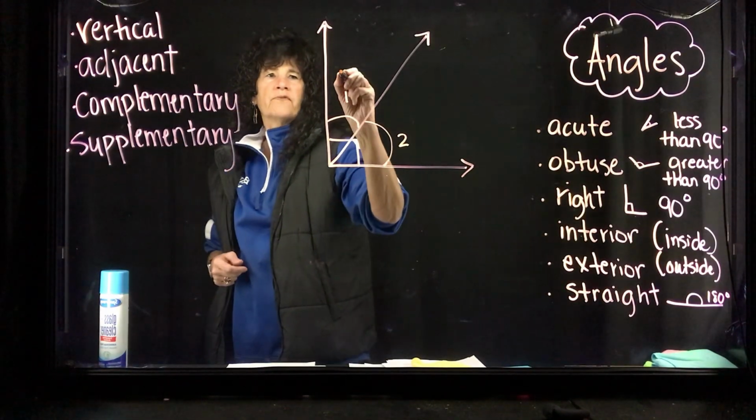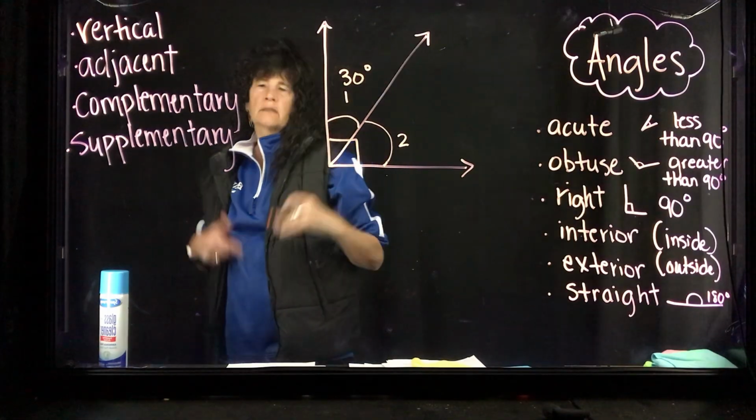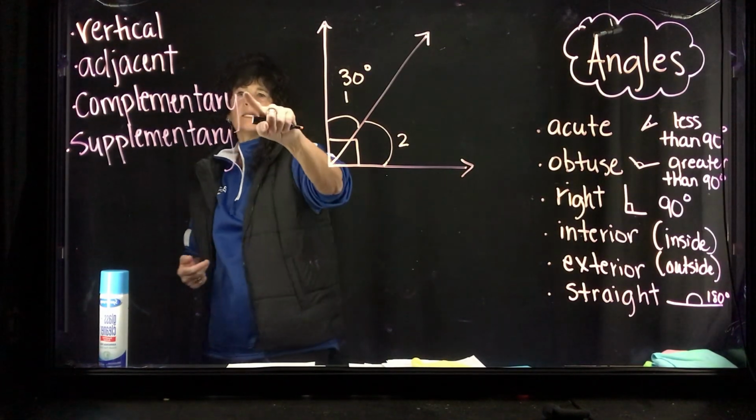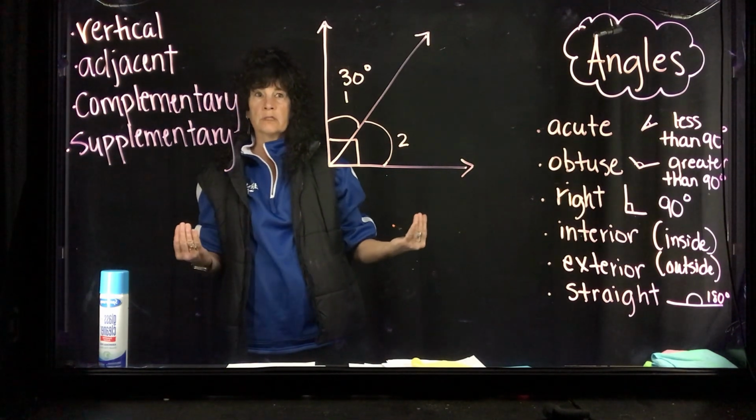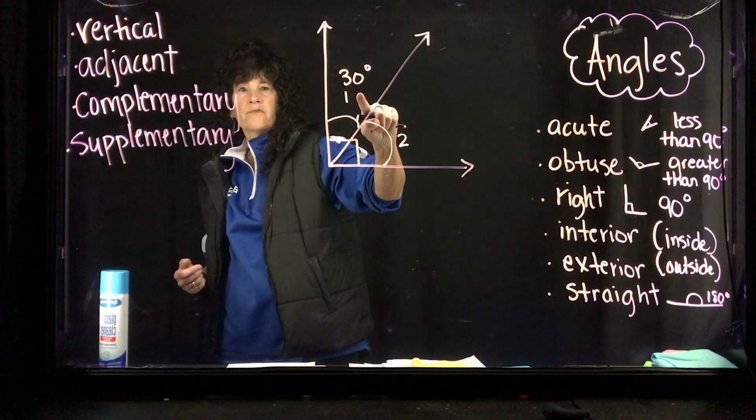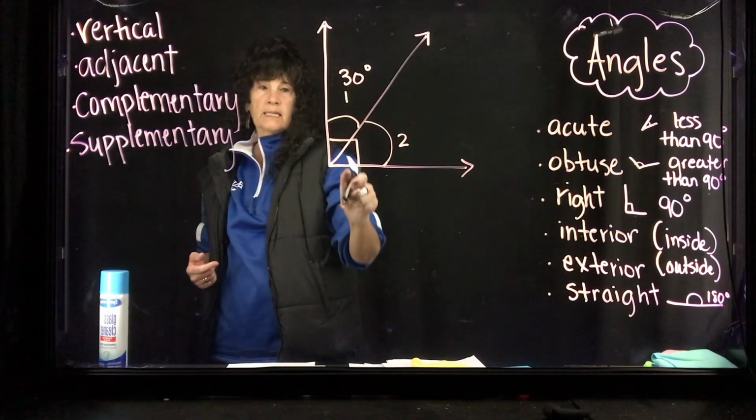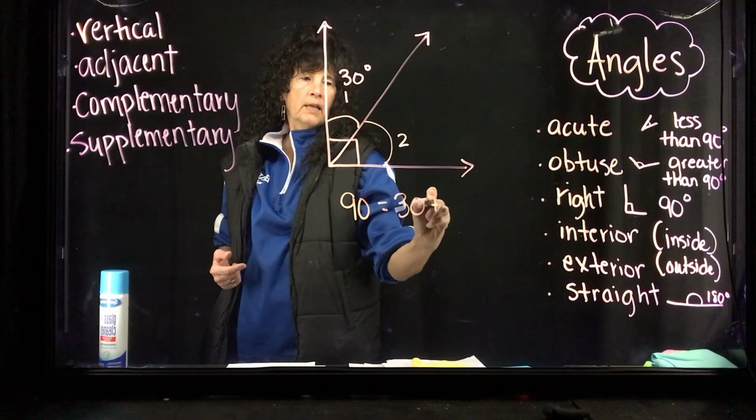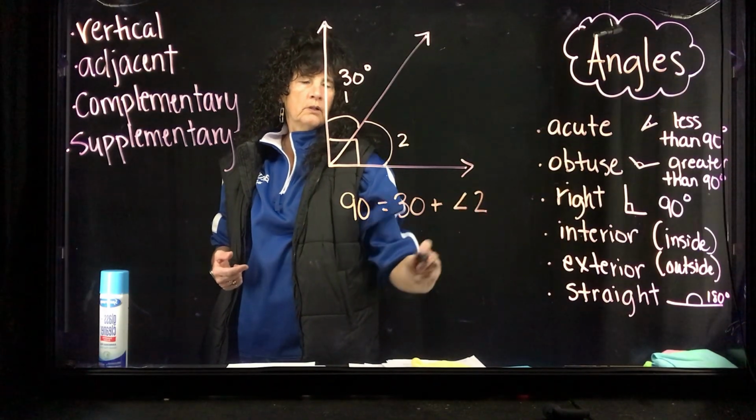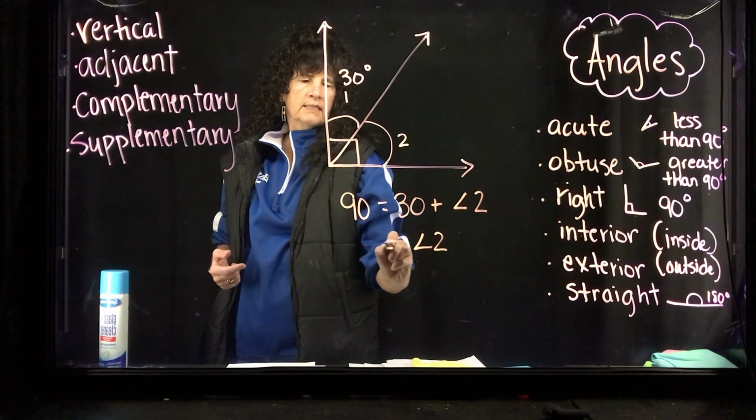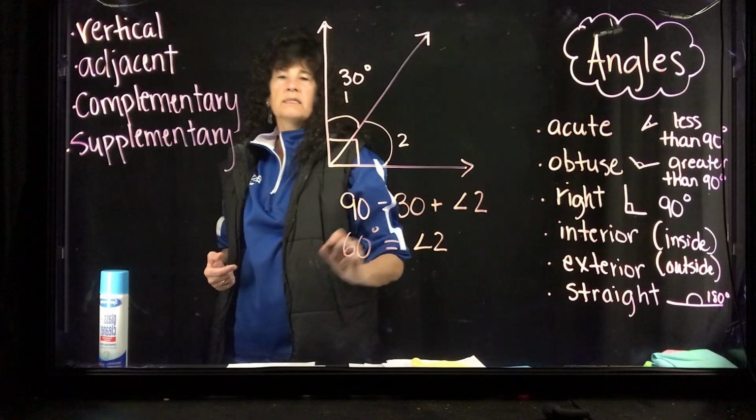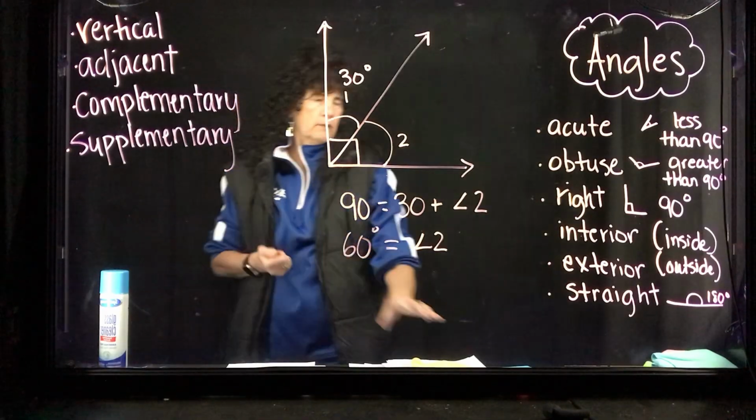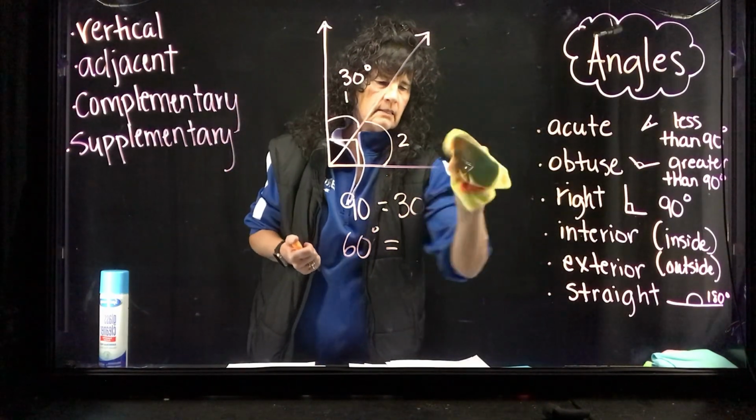All right? So if this angle is 30 degrees, I just made that up, what is angle 2? Well, I know because these are complementary angles that the sum of this and this are going to equal 90. So 90 equals 30 plus angle 2. So angle 2 in this case must be 60 degrees. Okay? All right.